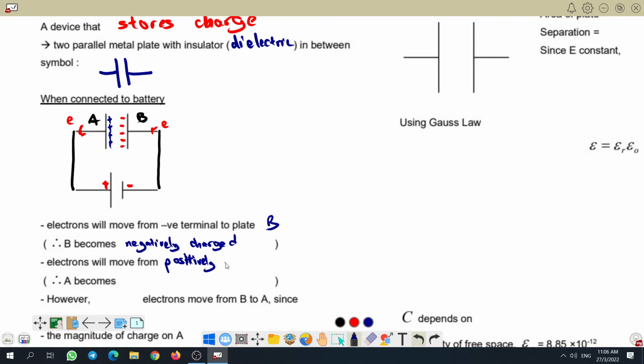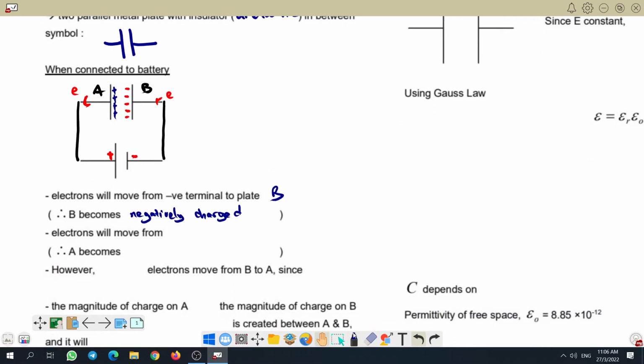Electron will move from A to positive terminal. Sorry ya, kan yang ini tadi elektron ke sini, this one become negative. So we induce a positive charge here because we push the electron from A back to the battery. Okay. So menjadikan A positively charged.